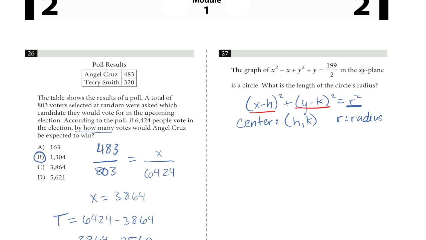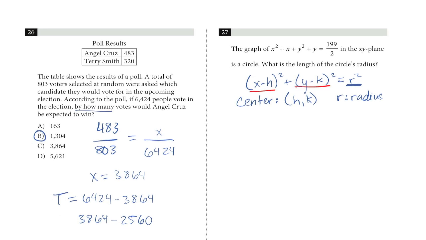But in the question, they said the graph of x squared plus y squared plus x plus y is equal to 199 over 2 in the xy plane is a circle. What is the length of the circle's radius? So since they're asking for the radius, it'd be nice to have it written in this center form that I just showed you. The equation they gave us is not in center form. I believe we call that standard form. I feel like I've heard people call the center form standard form as well. I call it standard form. But again, that's just names.